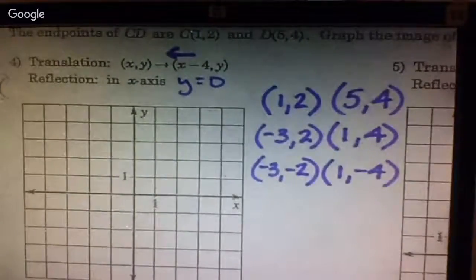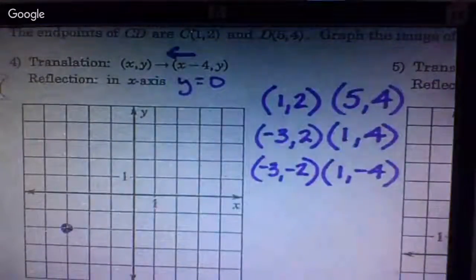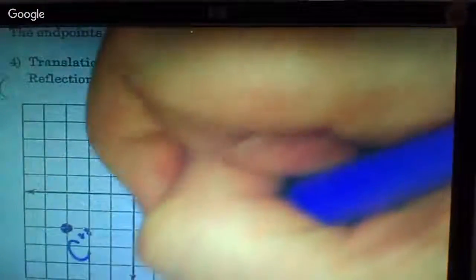So we've got -3, -2. And this is C prime, double prime. And 1, -4, 3, 4. And this is D double prime.